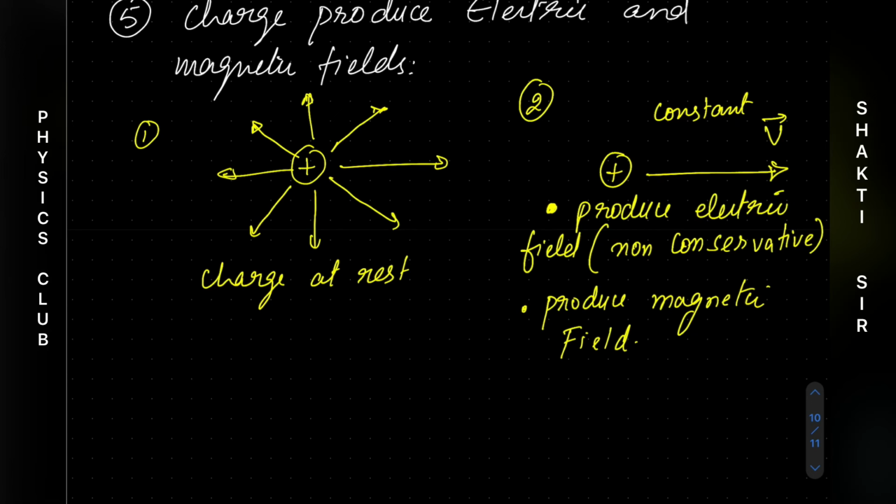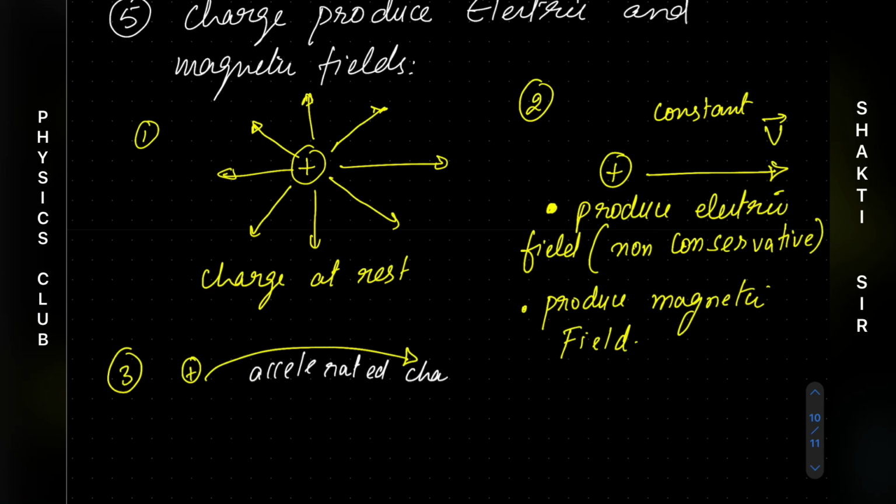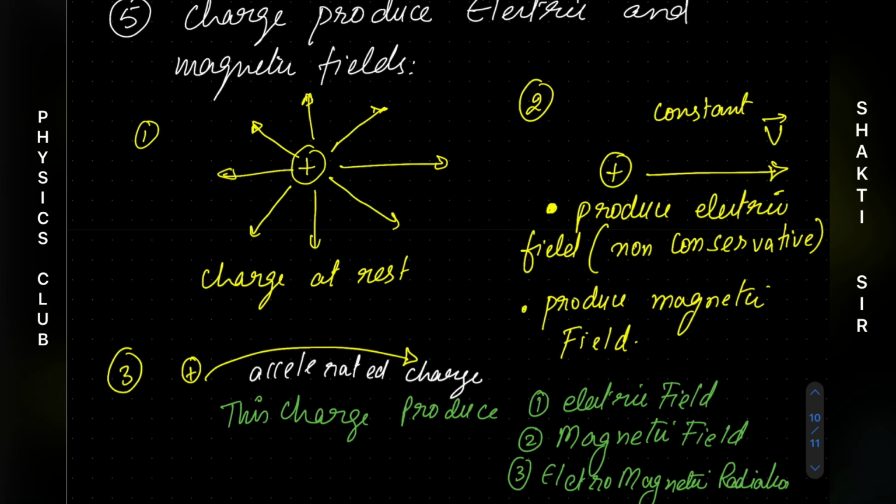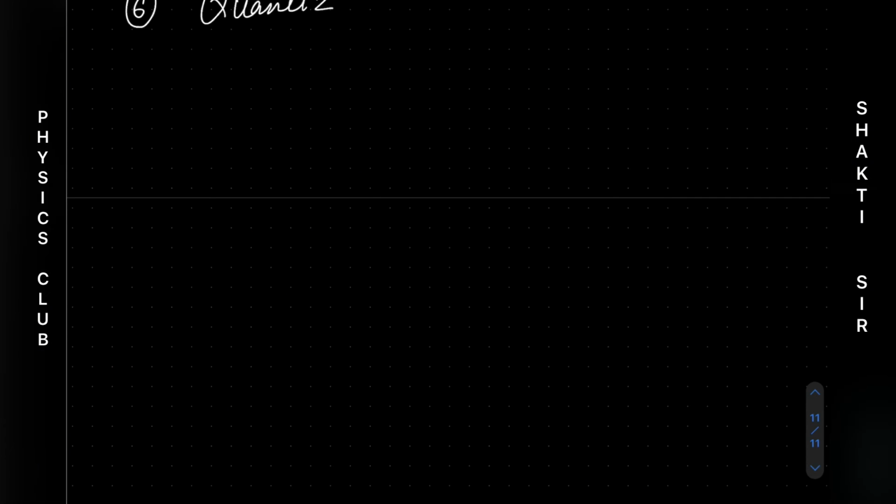And in the third case, when the charge is accelerated with some variable velocity, in such scenarios we have three possibilities. First possibility is it produces an electric field, which is again non-conservative in nature. It produces a magnetic field, and it produces electromagnetic radiations in the surrounding. That means it loses some energy.